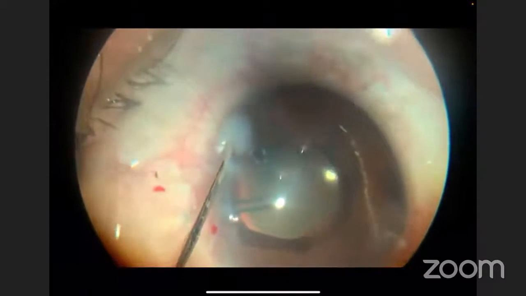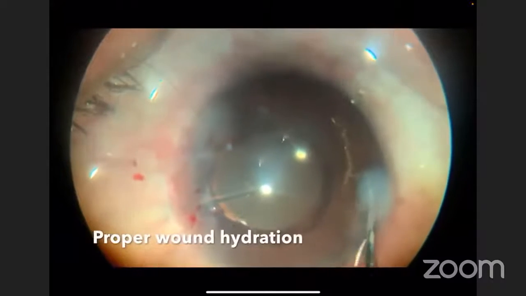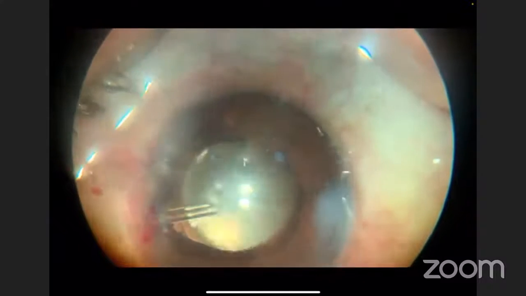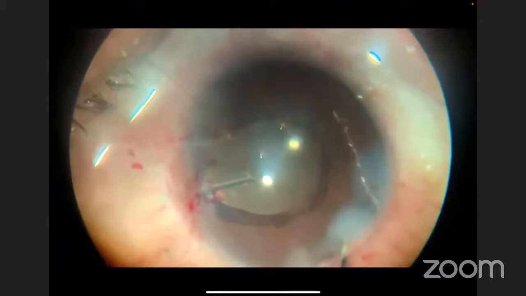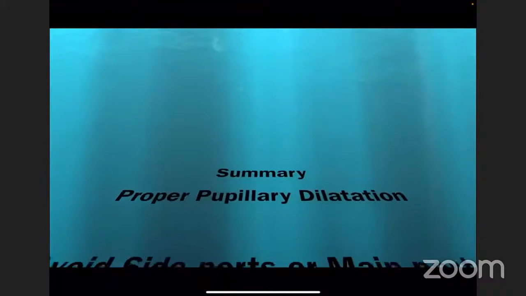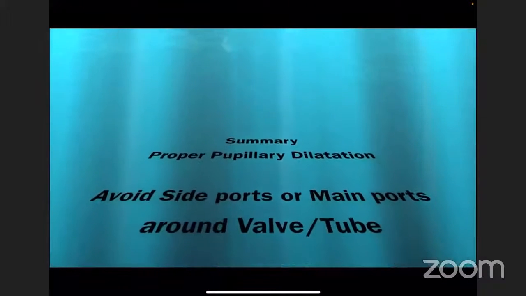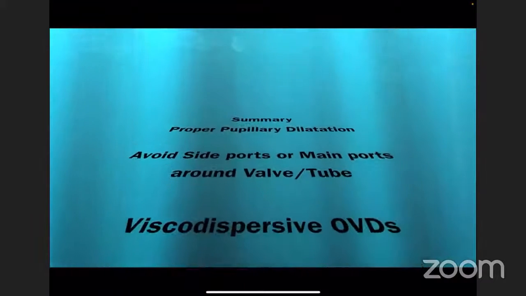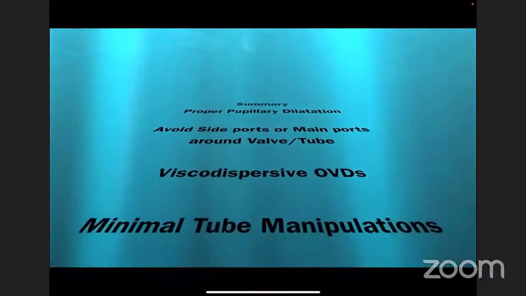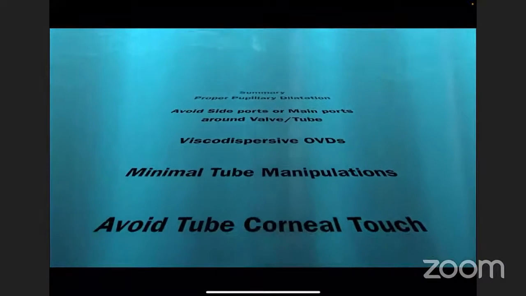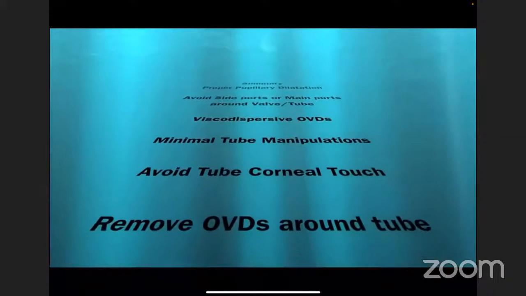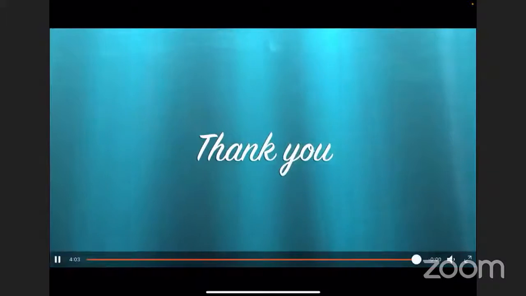So now finally, this is the hydration of the port, and it is important to monitor the intraocular pressure in the post-operative period because many a times there is a rise in the immediate post-operative period. Now to summarize, I would say that proper pupillary dilatation along with proper planned surgery is important with minimal tube manipulations. Avoid any corneal touch by the tube to the endothelium to protect the endothelial cells. Thank you so much for your kind attention.